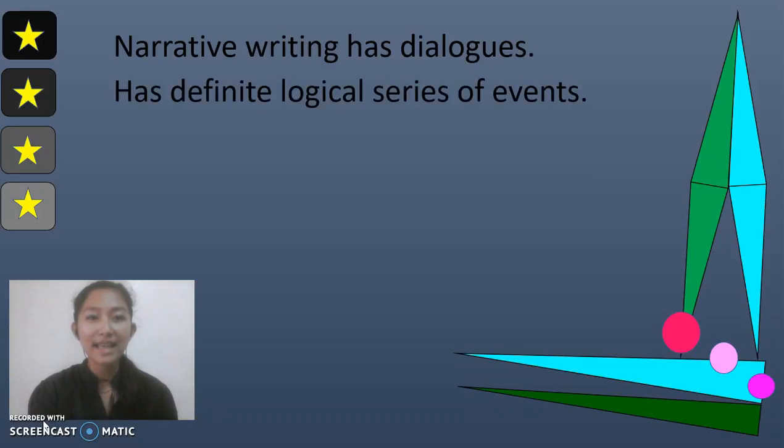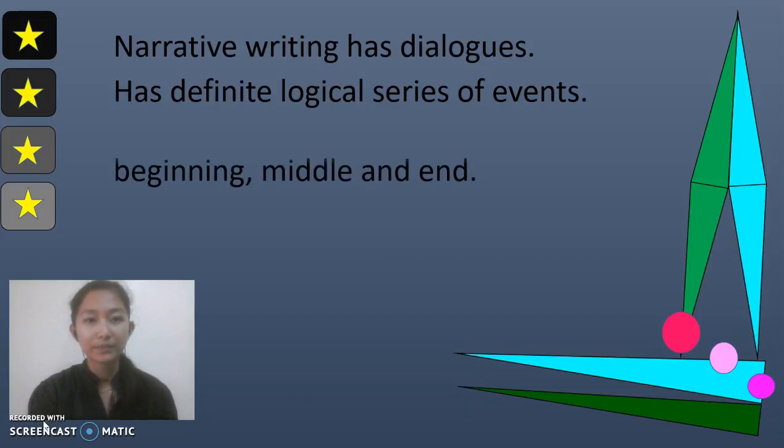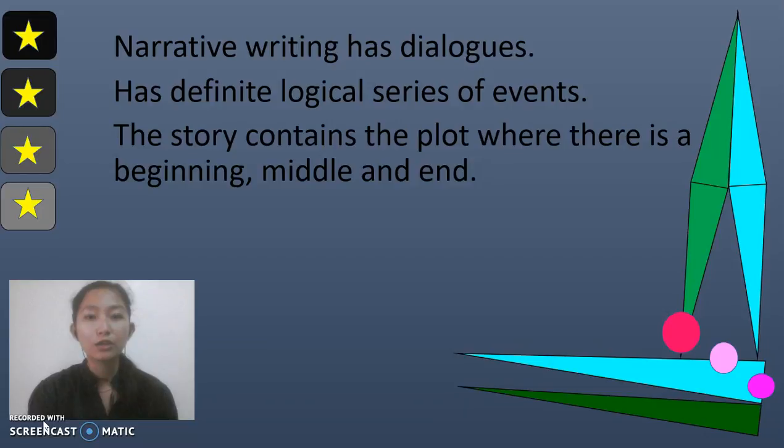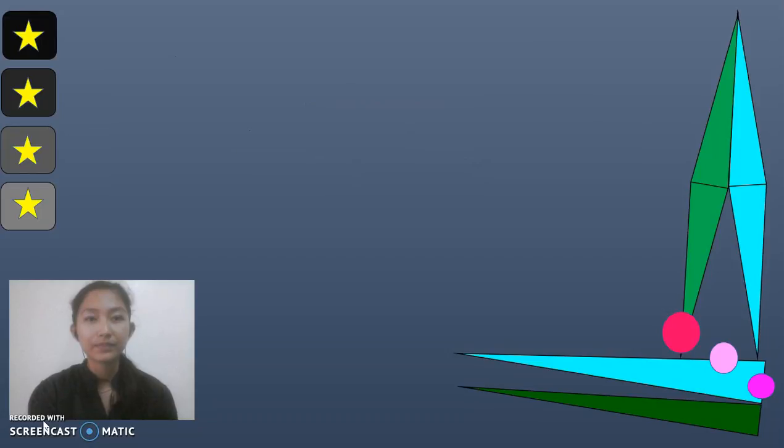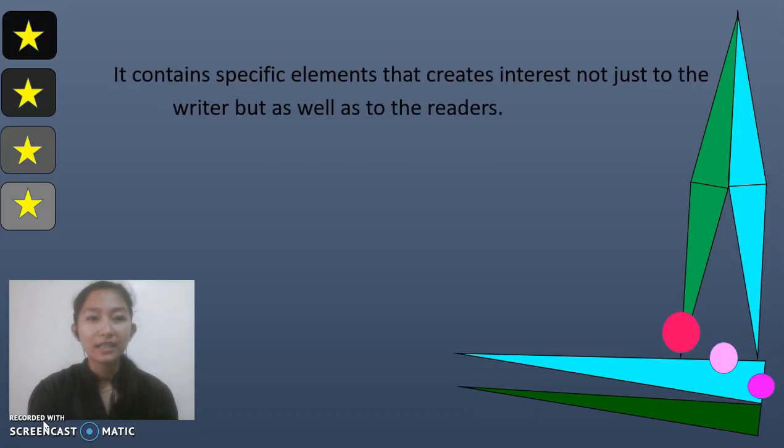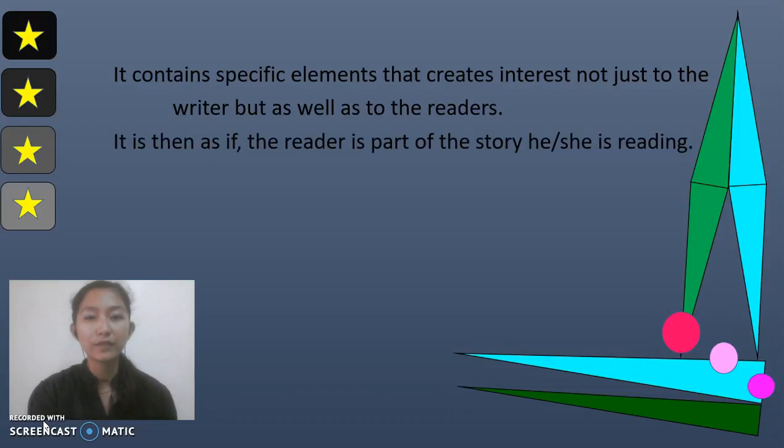Next, narrative writing has a definite logical series of events, just like what I discussed to you in our previous topic. And the story contains the plot where there is a beginning, middle, and end. Narrative writing contains specific elements that create interest, not just to the writer, but also to the readers. It is as if the reader is part of the story he or she is reading, usually in the first person point of view.